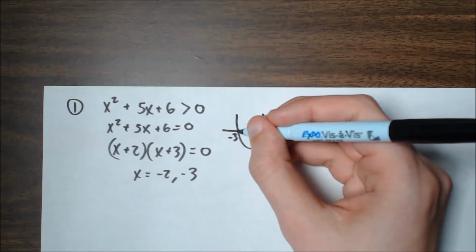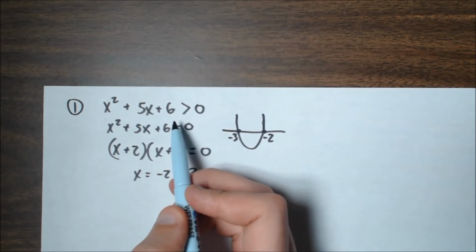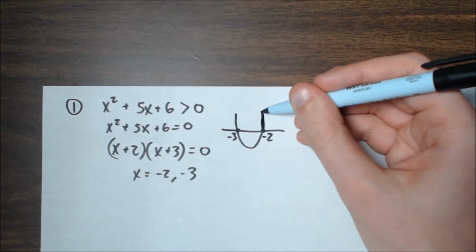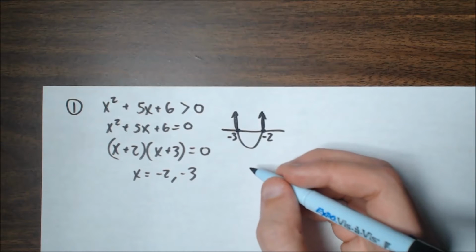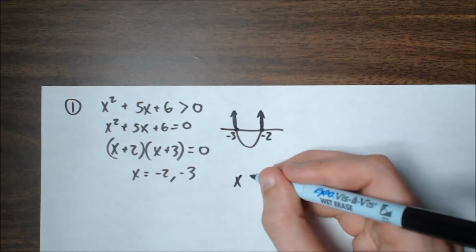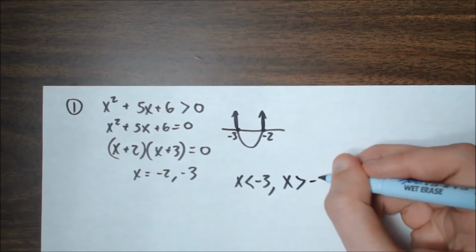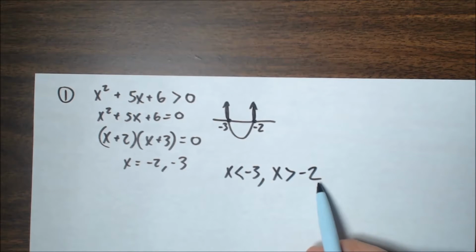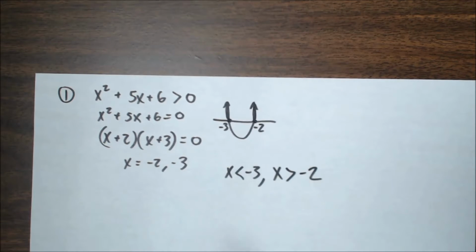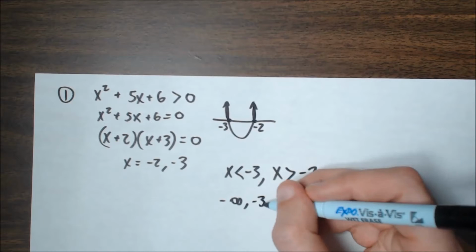So if this is where my graph is equal to 0, where is my graph greater than 0? That's the part up here. Okay, so my solution is when x is less than -3 or when x is greater than -2. If x is less than -3 or if x is greater than -2, I will get something greater than 0 in my graph.